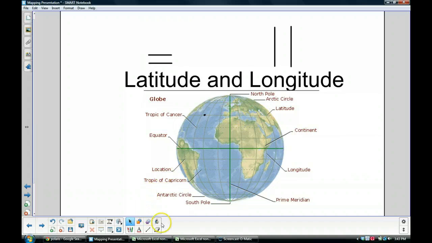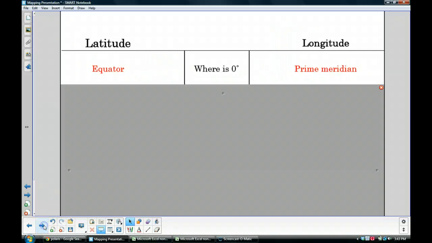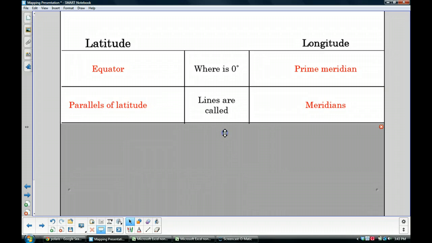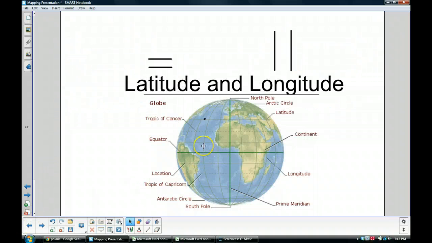That's why that's the central point. So we start with the equator or the prime meridian as being the 0 point. And the lines are called parallels of latitude or meridians of longitude. They're parallels of latitude because these lines run parallel to one another. But the longitude lines don't, because they all meet at the north and south pole, so they intersect. So you can't have parallels of longitude as well as parallels of latitude. Just the latitudes are parallels.